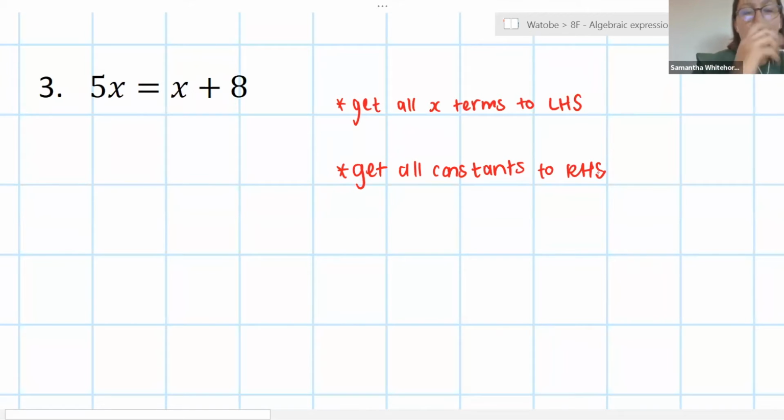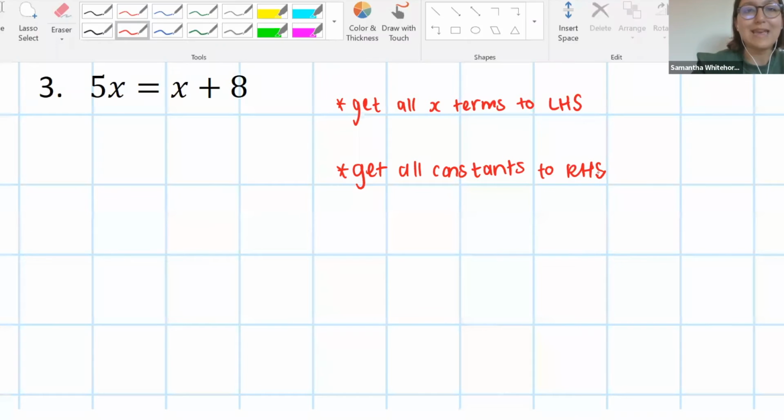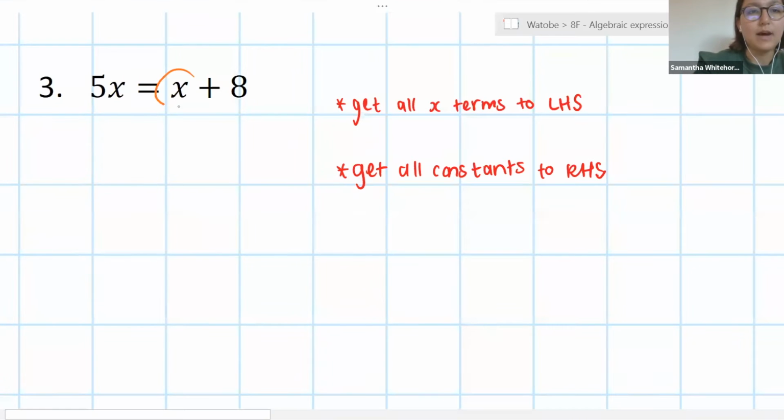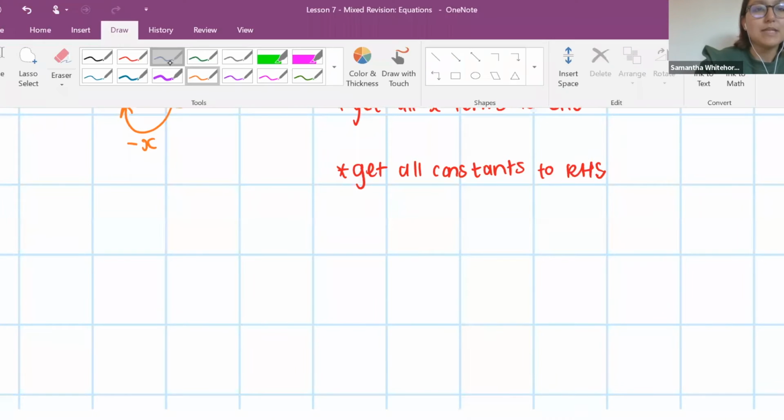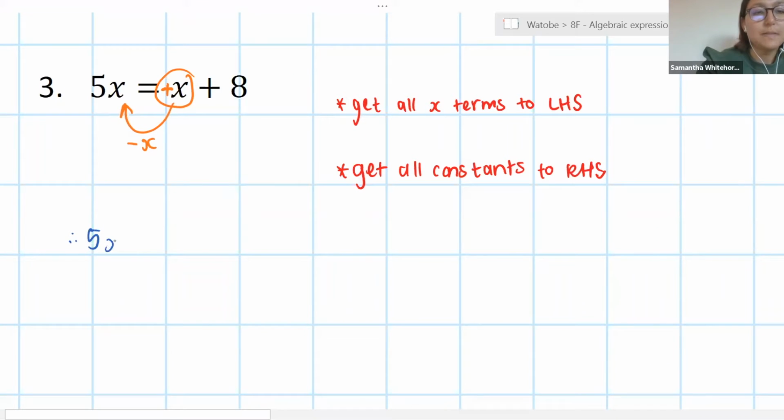So the first thing I want to do is take the x that is currently on the right and move it to the left. The only way I can do that is to do the inverse of what it was. This was originally a plus x, so the opposite of that is minus x. And so what happens here is I've got 5x minus x is equal to that positive 8. I don't have to write the plus in front. I can leave it as just 8, but I've moved my x term over to the left-hand side where I want it to be.